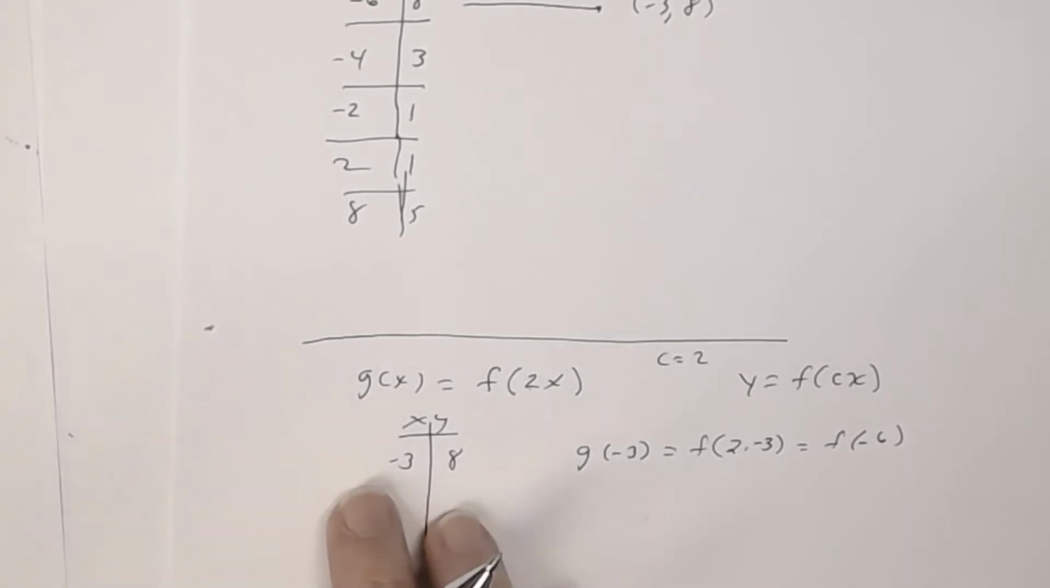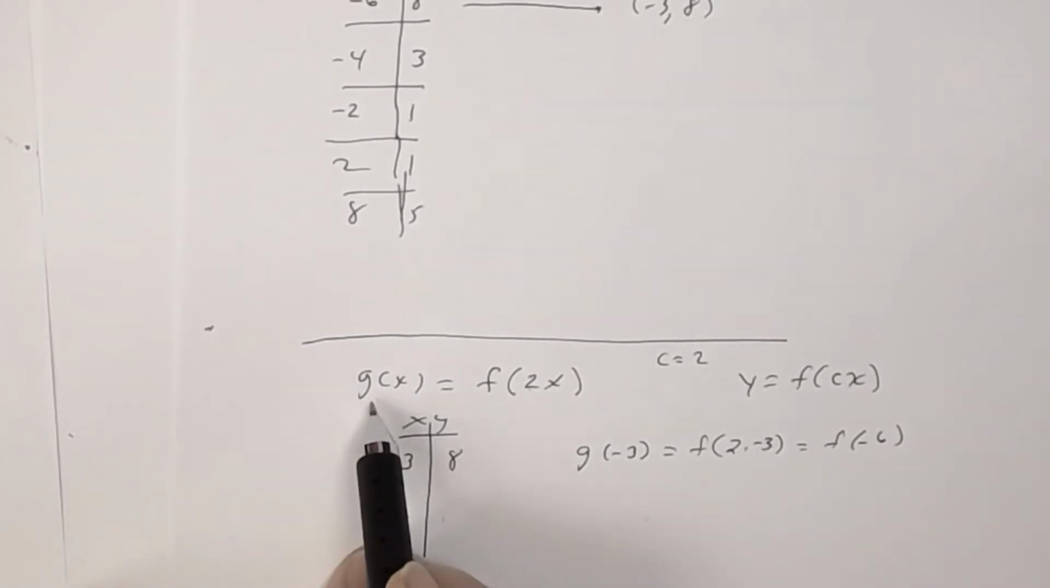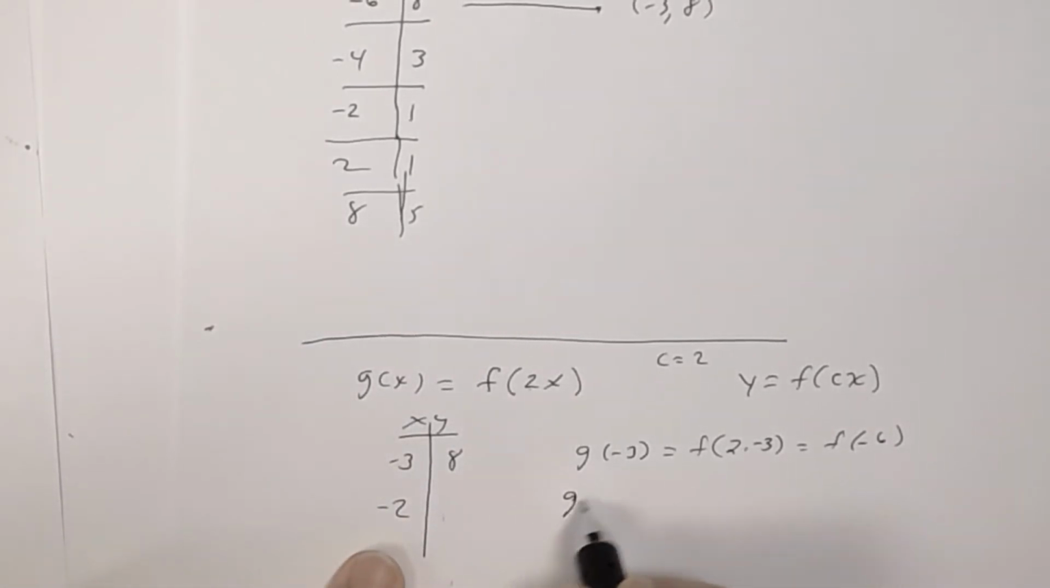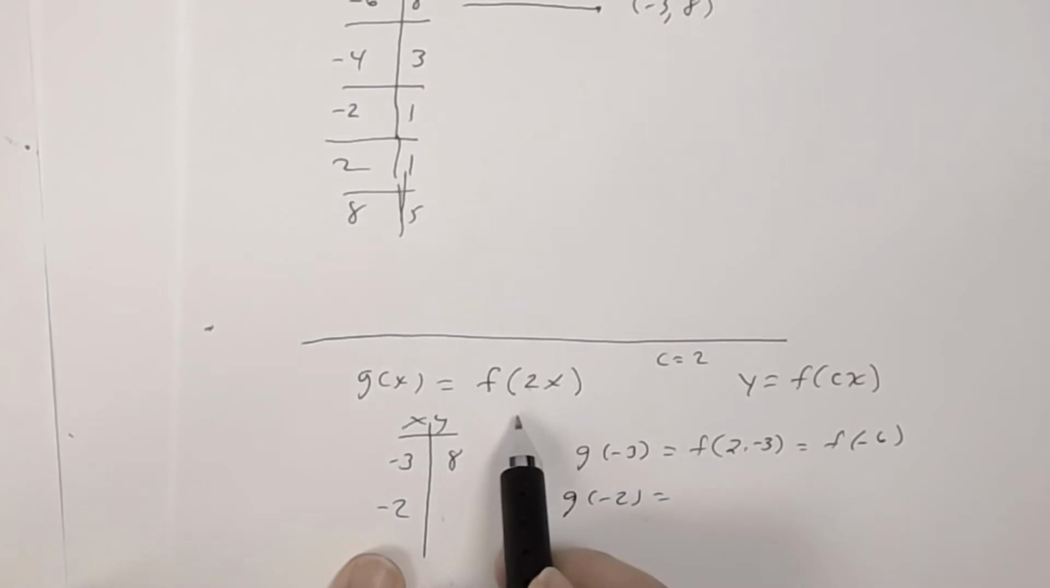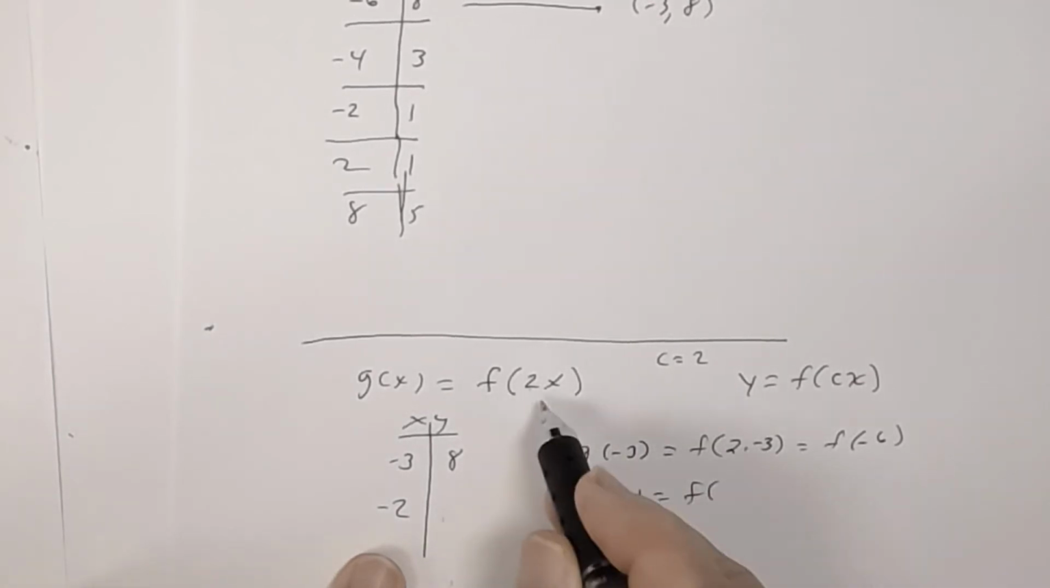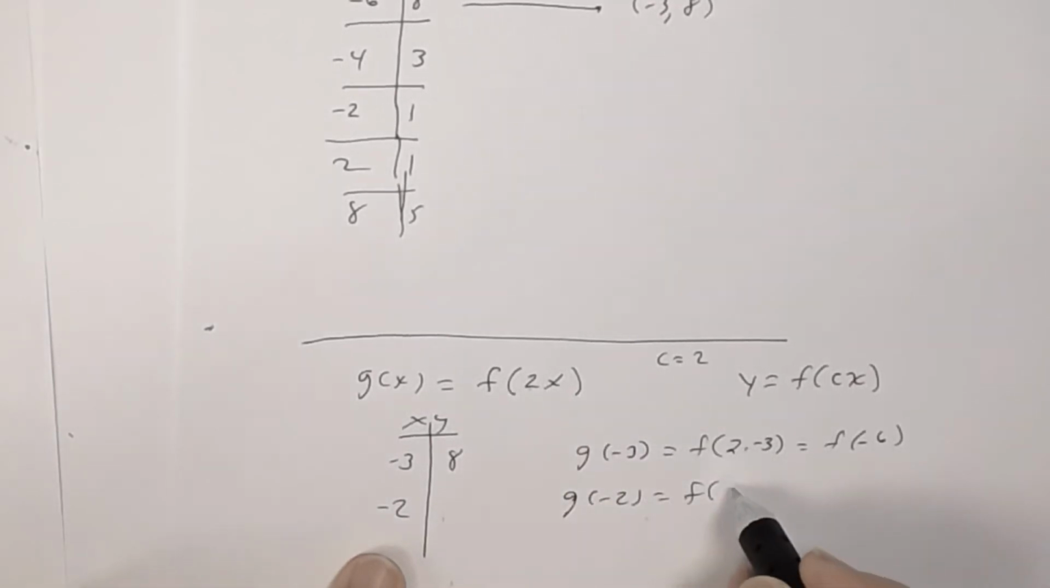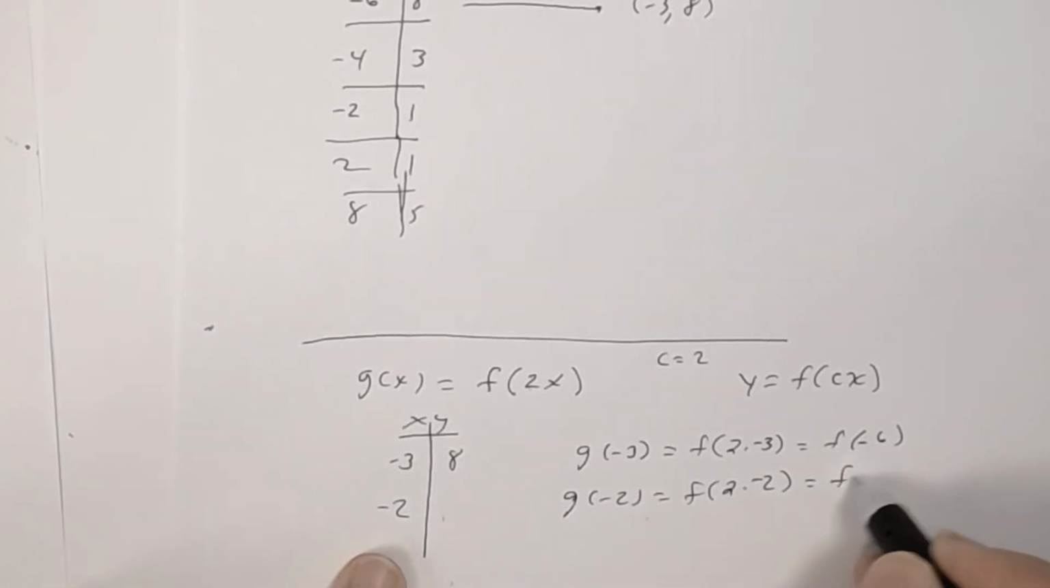Let's look at this one. So we saw negative 3, 8. Now let's look at if x is negative 2, let's say. If x is negative 2, then I want to find g of negative 2. Well, g of negative 2 is equal to f of 2 times negative 2, right? But what's 2 times negative 2? Well, 2 times negative 2 is negative 4. So now all I got to do is find f of negative 4.